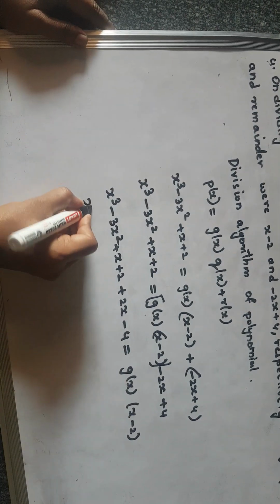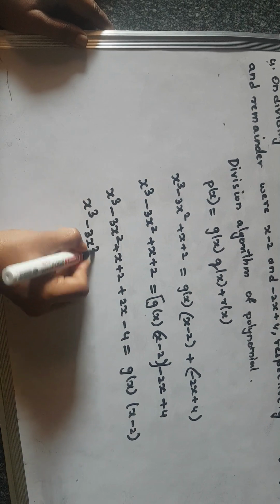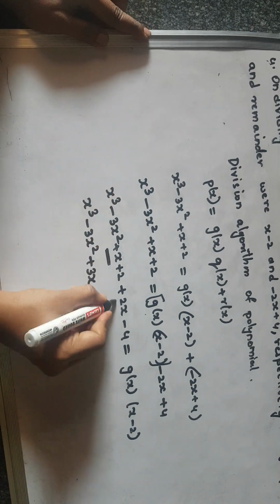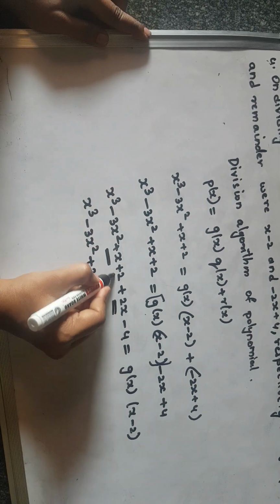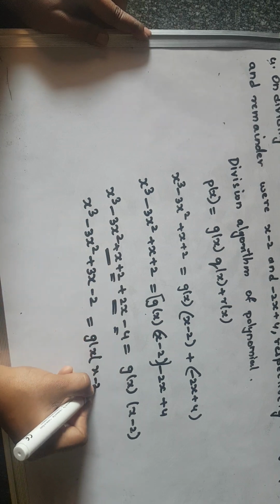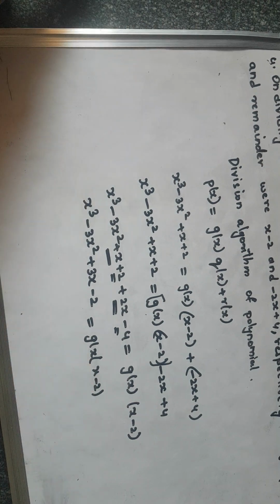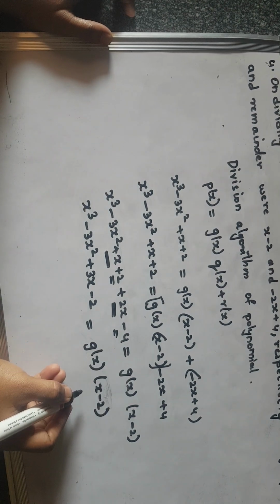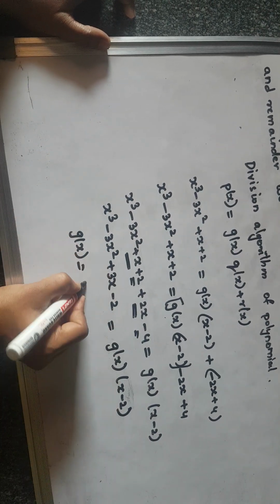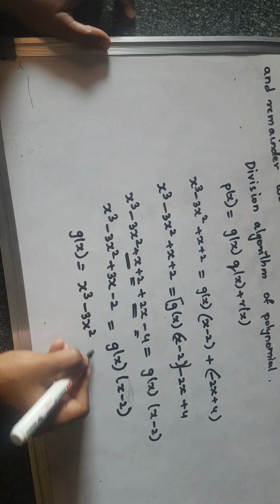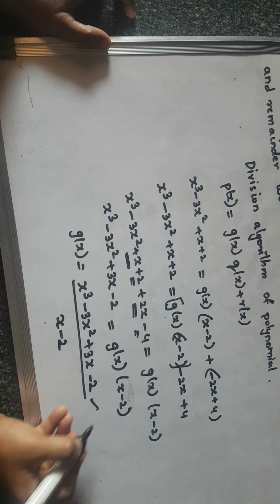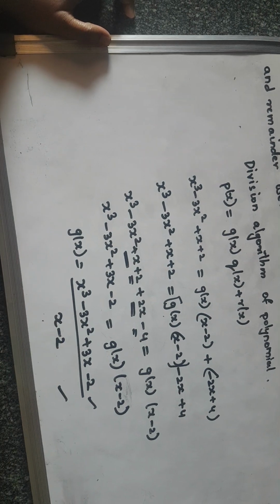Now this becomes x cube minus 3x square plus x plus 2x, and 2 minus 4, minus 2, equals g of x into x minus 2. So g of x into x minus 2 equals x cube minus 3x square plus 3x minus 2. So we have to divide these two and we'll get the value of g of x.